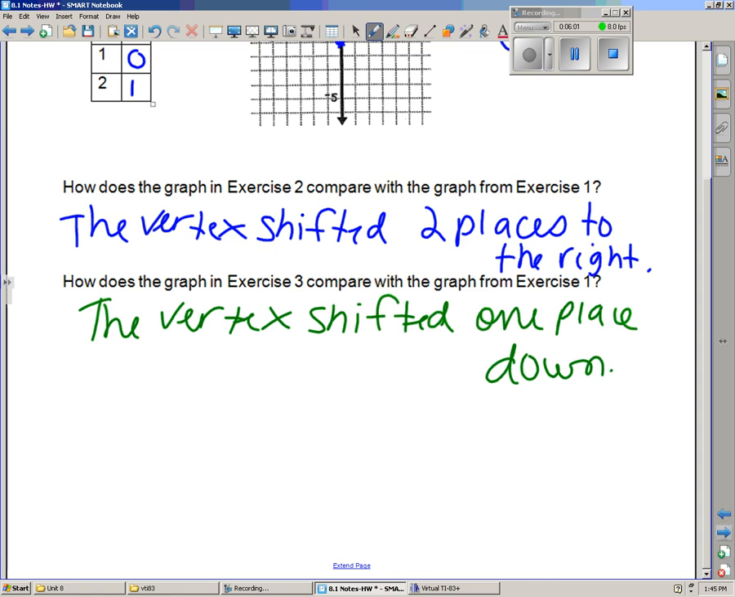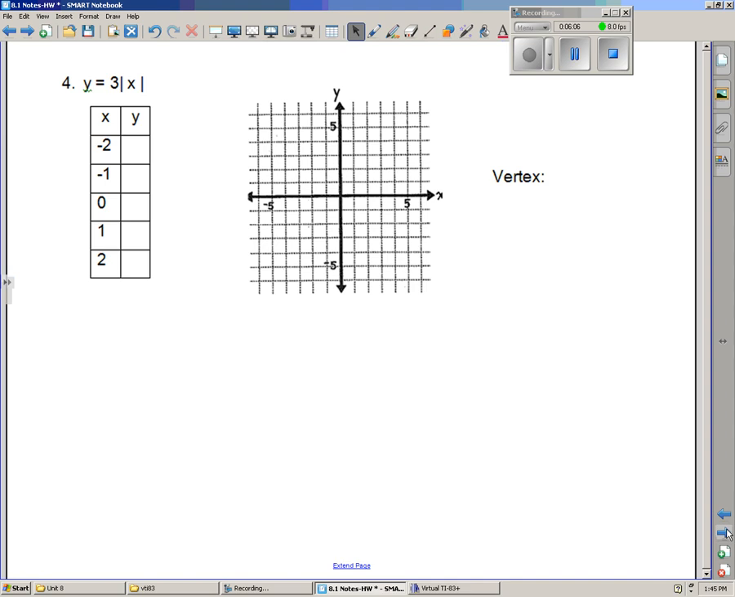And that was from 1 to 3. Well, let's see what happens when we do some stuff with multiplying. So here, again, I'm just going to do the math. Hopefully you can follow along.